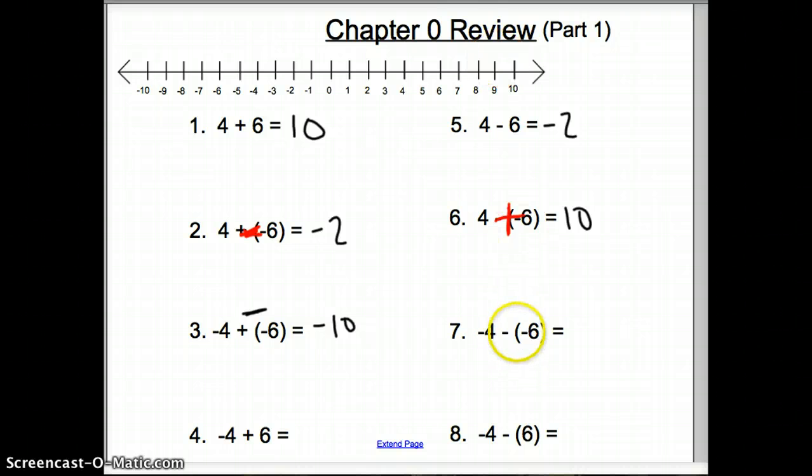Jumping to number 7. Negative 4 minus a negative. Well, what does minus a negative turn into? Minus a negative turns into a plus. So we go to negative 4 plus 6. So we go up 4, up another 2, and now we are at positive 2. Let's go to number 4. Negative 4 plus 6, so we just go to the right 6. 1, 2, 3, 4, 5, 6, so we're at 2 again. And now one more. Negative 4, so we start at negative 4. We are subtracting 6, so we just go to the left 6 because we are subtracting. So that puts us all the way at negative 10.